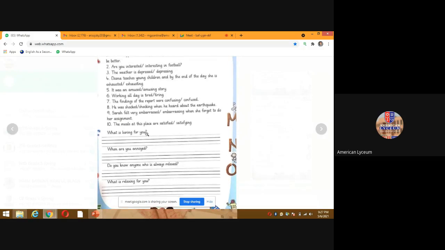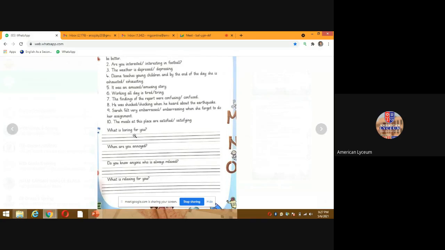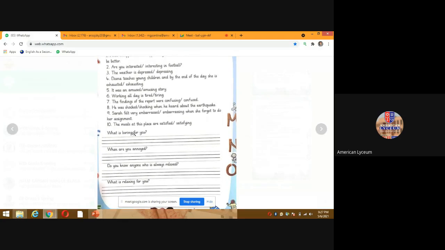Okay, what is boring for you? So we have to write what is boring for you. Boring. I remember that we have done these 2 pages, but in the diary they have asked us to do it again. So that's why we are doing. So what is boring for you? Doing something like staying at home and reading books is boring for us. You can write any reason that is boring for you.